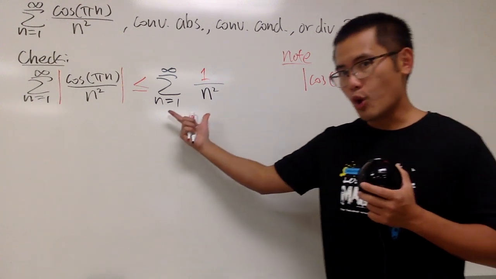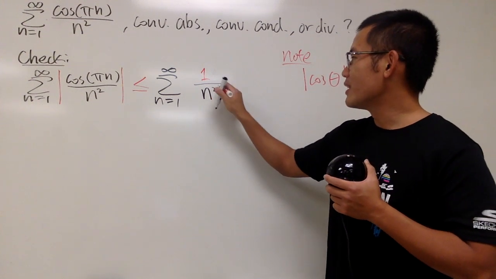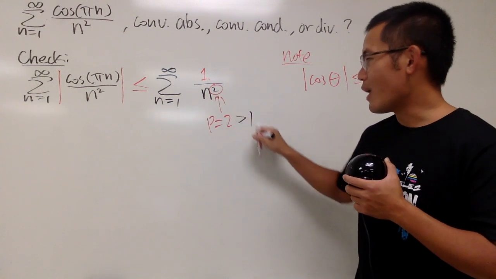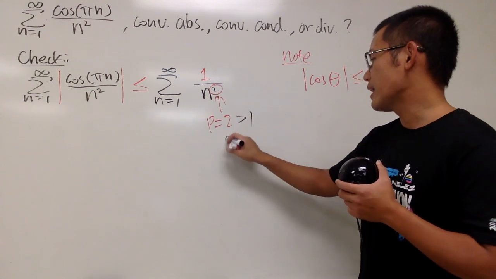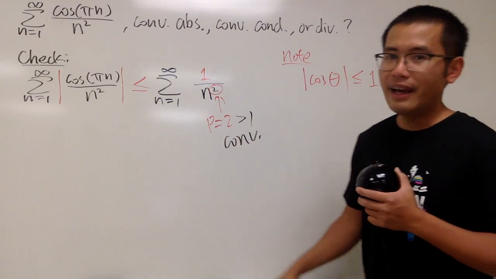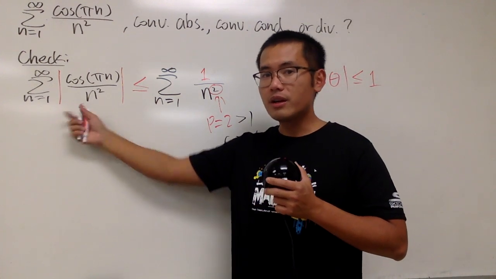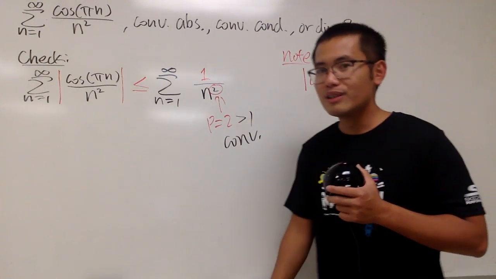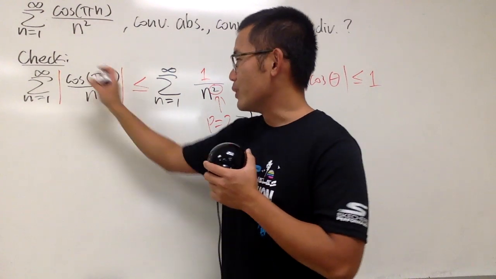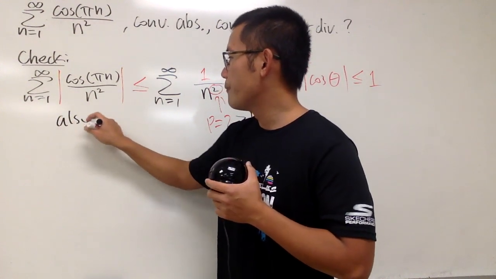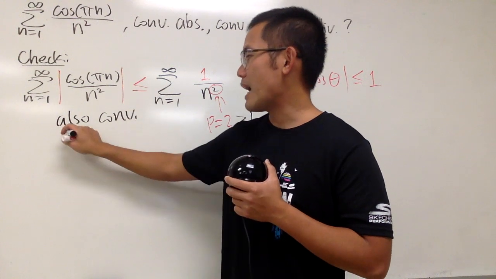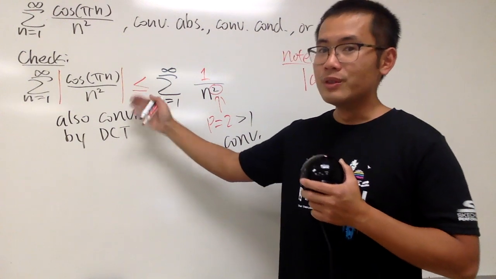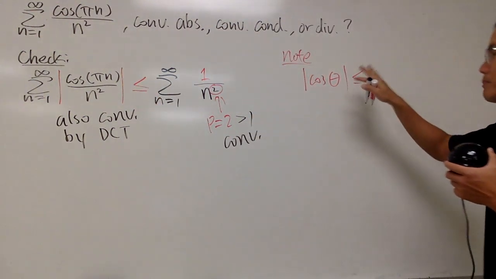Now, what do we know about this? Notice this right here, the p is 2, right? Which is greater than 1. And this is the p series, and it actually converges. And notice that we have this right here is less than or equal to that. And we have shown this already, again, thanks to this. So, what do we know about that? We know this series also converges by direct comparison test, because again, this inequality was established by this.